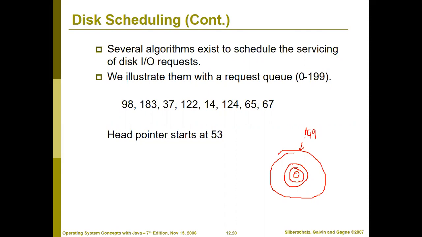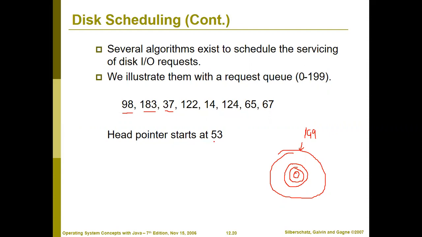0 to 199 is the naming convention of the different tracks, and your system wants to read the data in this order. First you want some data from track 98, then you want some data from track 183, then you want some data from track 37. These are the requests from the operating system. You need to read out the data in this order.